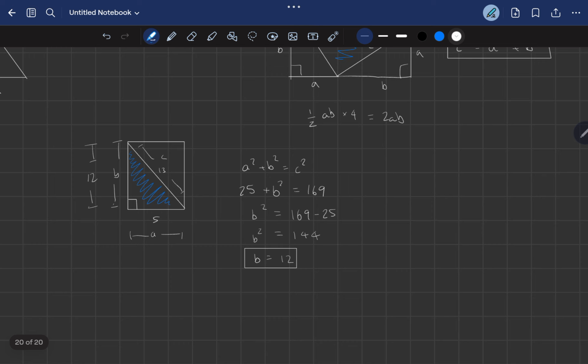Now, let's go over another question. A plane flies 3,000 kilometers east and then 4,000 kilometers north. So we're here. It flies 3,000 kilometers east, and then 4,000 kilometers north.